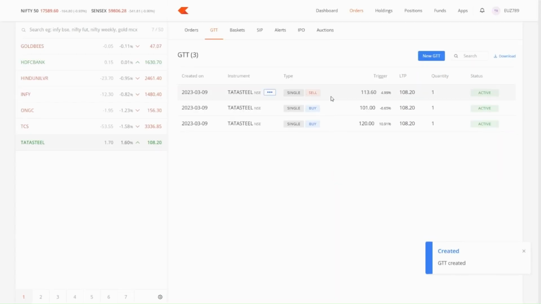Once you place the order, the sell order gets placed. You can see the price is 5% away from the current market price. So whenever the Tata Steel price reaches that trigger price, the order will get executed.